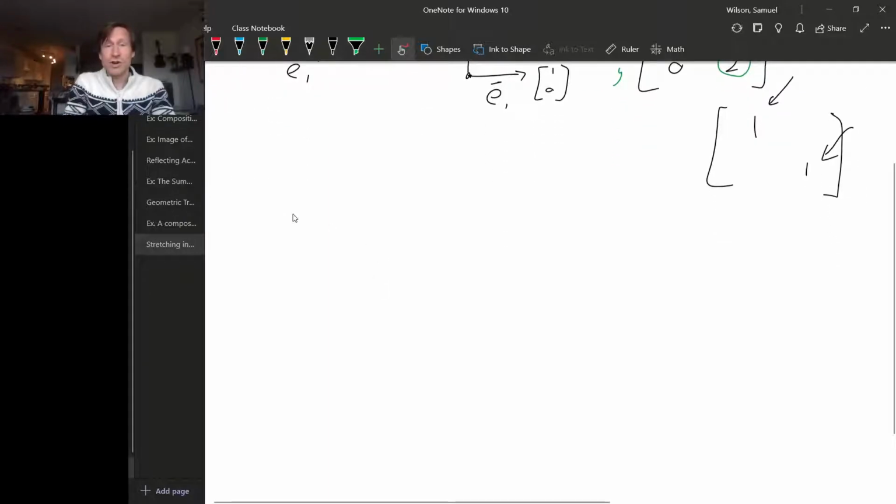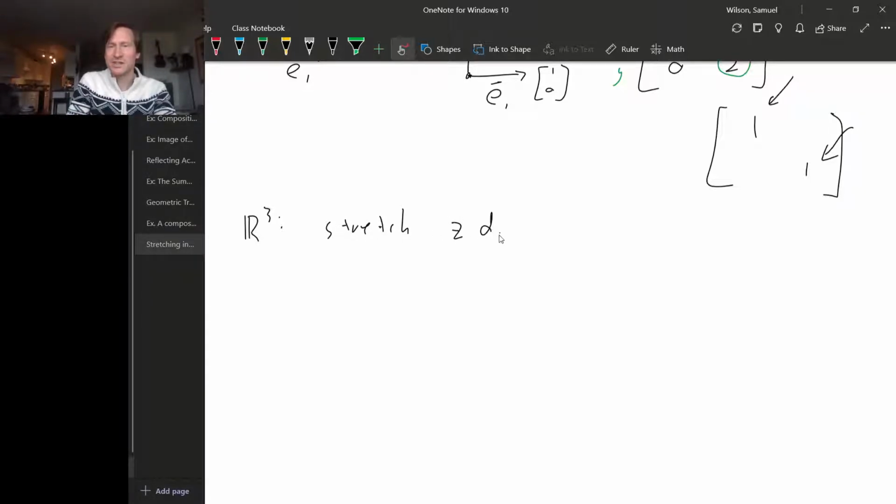We can extend this to R3 in a pretty straightforward way. We can stretch, let's say, in the z direction by, I don't know, -2. A negative stretch is a stretch and a flip. Okay? And let's compress in the x direction by, let's say, a third.